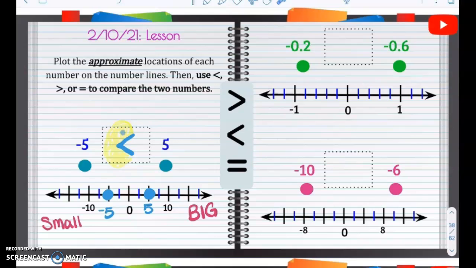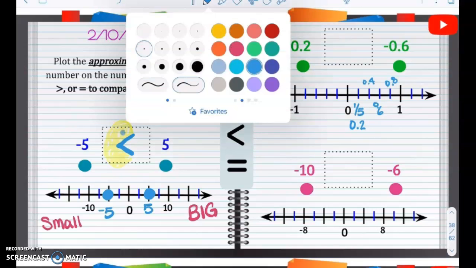So we have -0 and 2/10 and then -6/10. So in this case, they are split up into 5s. We are going to take a look. We have 1 space, 2, 3, 4, 5 spaces in between 0 and 1. So that means each of the spaces are going to be 1/5. If you have 1/5, that also equals 0 and 2/10. And then the next one will be 0 and 4/10, 0 and 6/10, 0 and 8/10, and then 1 will be that last one.